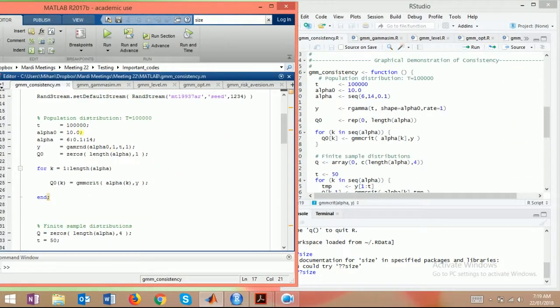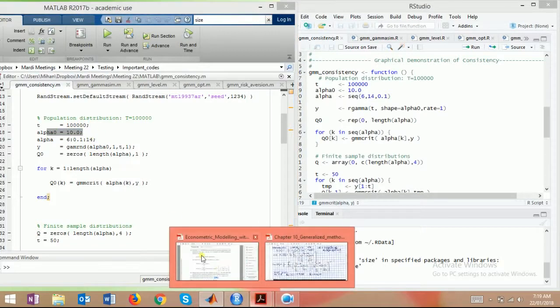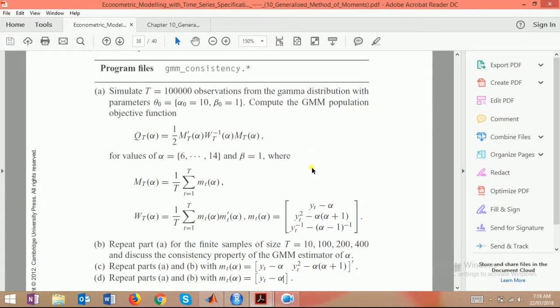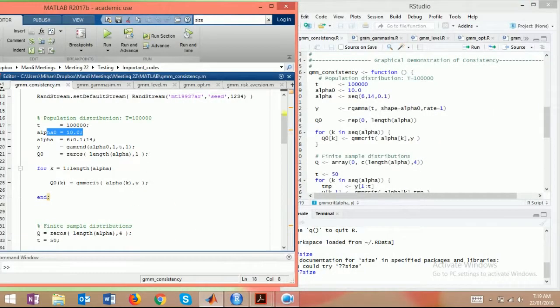Then we just demonstrate population T is equal to 100. We are going to do 100,000 estimations. We do randomization. Alpha naught is given to us, right? We have the initial values, which are alpha naught 10, beta naught 1. So alpha naught 10, alpha is 6 to 14, increasing by 0.1. This is something we are just assuming.